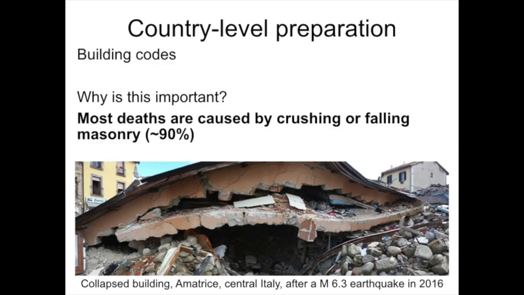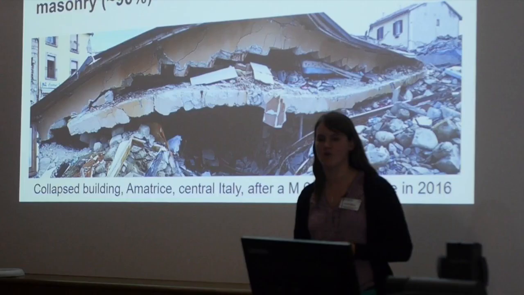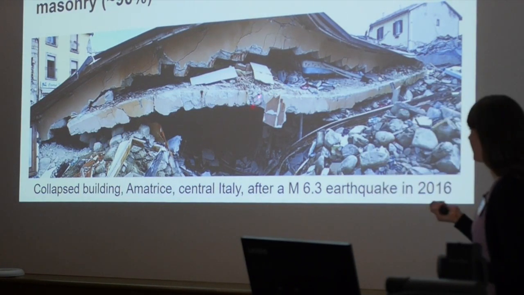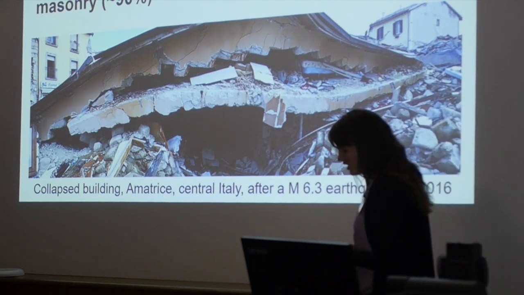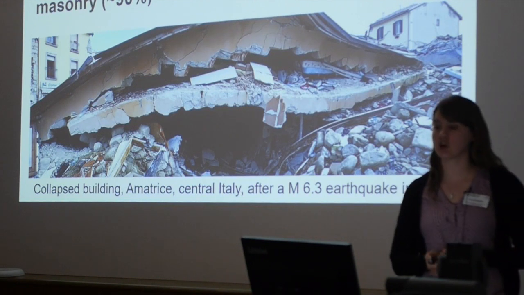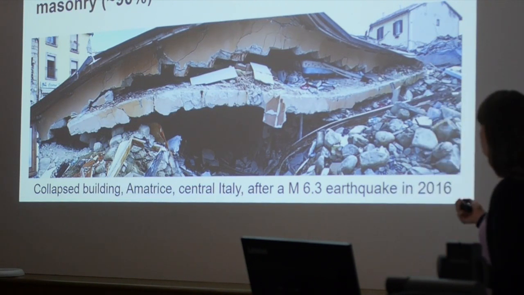Building codes are very important, because in most earthquakes, about 90% of deaths are caused by crushing or falling masonry, or crushing or falling buildings. So this is a building in Amatrice, central Italy, which had a really bad earthquake in August 2016. I took this photo in October 2016 in the main town.